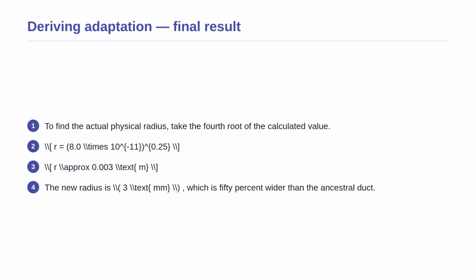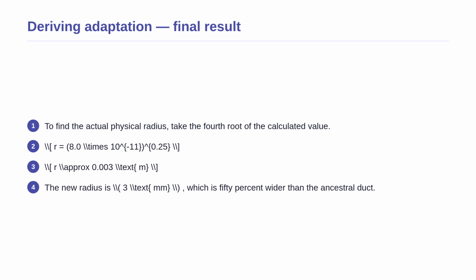Now for the final step of our proof. The number we just calculated does not give us a physical dimension we can easily visualize. To find the actual physical radius of the new duct, we must take the fourth root of this number. Calculating this yields a new radius of approximately 0.003 meters, or 3 millimeters.